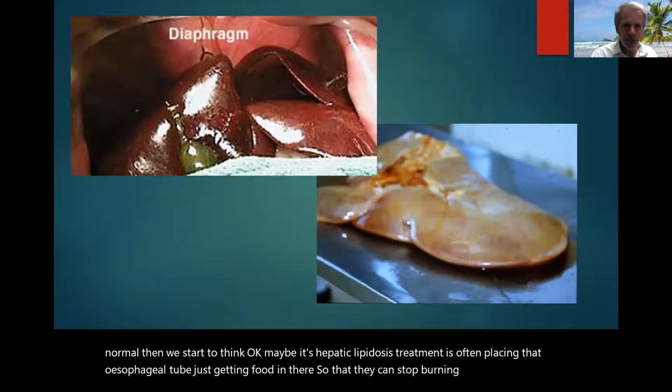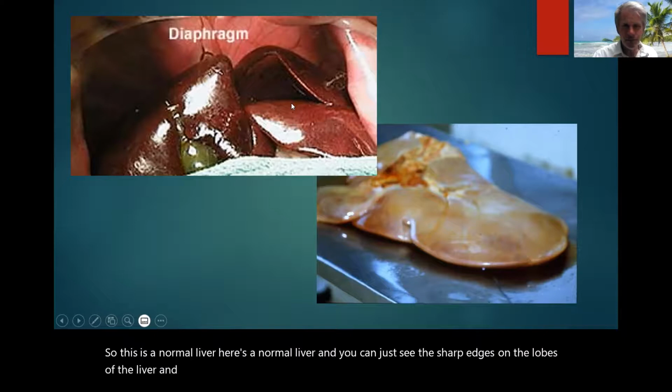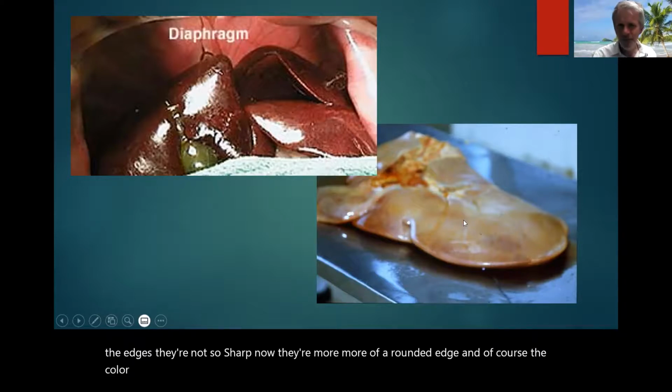So this is a normal liver, right? Here's a normal liver, and you can just see the sharp edges on the lobes of the liver and the nice dark color. This is actually a cow with fatty liver. You see how the edges are not so sharp now. They're more of a rounded edge. And of course, the color is now this yellow color. So that's what the cat's liver could look like.